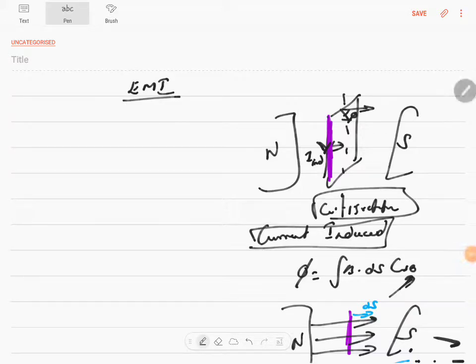The next lesson is electromagnetic induction. The word induction shows that there is an induced current or induced EMF in this whole lesson, which is based on the principle of a generator.